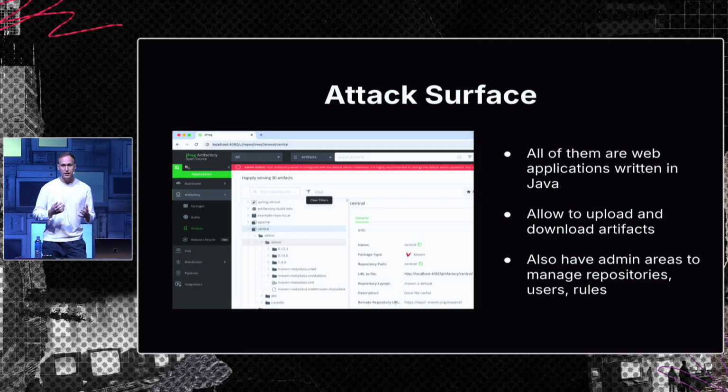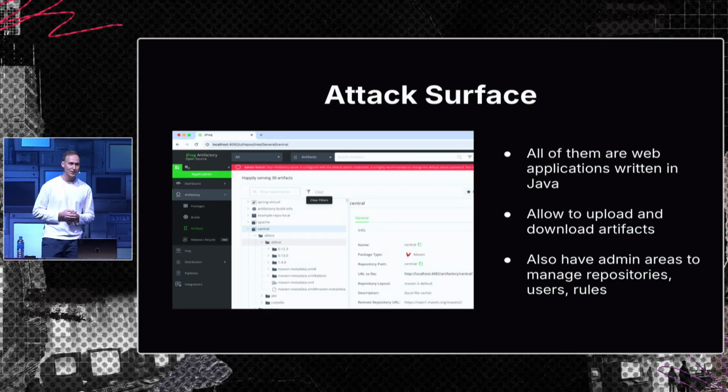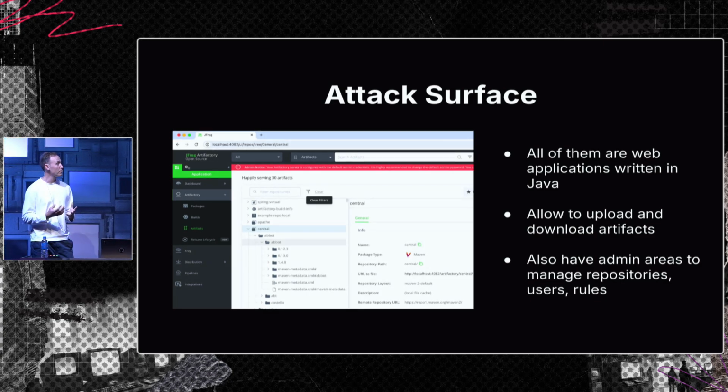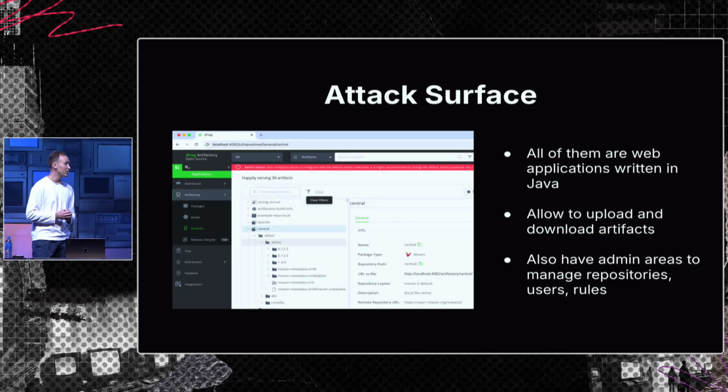So I decided to challenge myself, and I asked myself, can I try to find some vulnerabilities in JFrog, in Repository, or in Sonatype Nexus? So I downloaded all the Docker images, I downloaded all the source code because they're open source, and I tried to do some local setup, trying to find some vulnerabilities in them.